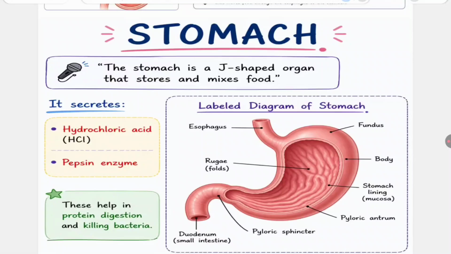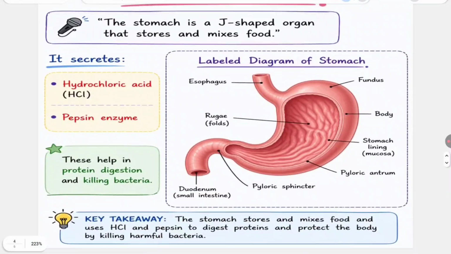Here you can see a labeled diagram of the stomach. Everyone try to draw the stomach picture. I already added an easy picture here. This is the fundus area, the upper portion we call the fundus. Then this is the body. Here you can see this is the pyloric region. I will draw one easy picture. This is the pylorus position. This is the fundus, this is the body, and this is the pylorus.